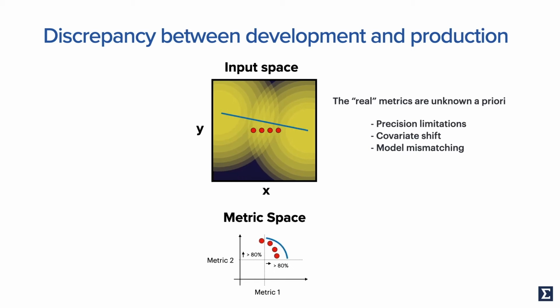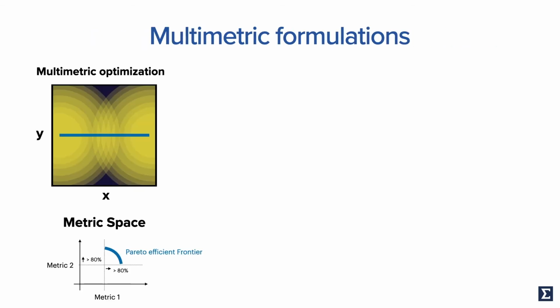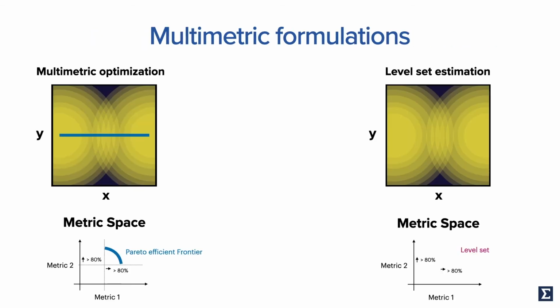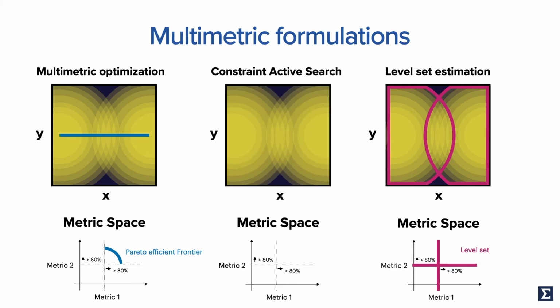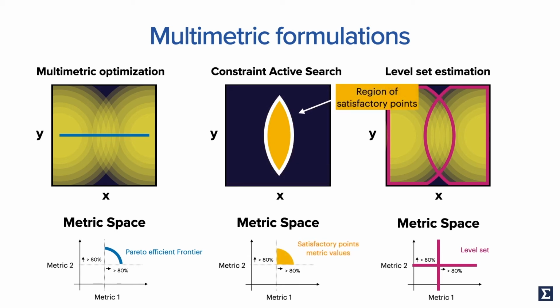Before talking about our formulation, what about level set estimation? Here, the goal is to find points on the decision boundary. Unfortunately, we expect scientists to be highly risk-averse, and if we don't sample configurations that meet the constraints, they will not trust our results. That's why we developed this new formulation that focuses on sampling points that satisfy the constraints. We call this formulation Constraint Active Search.